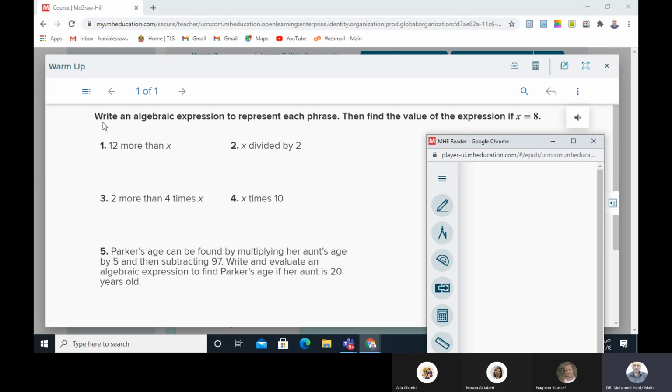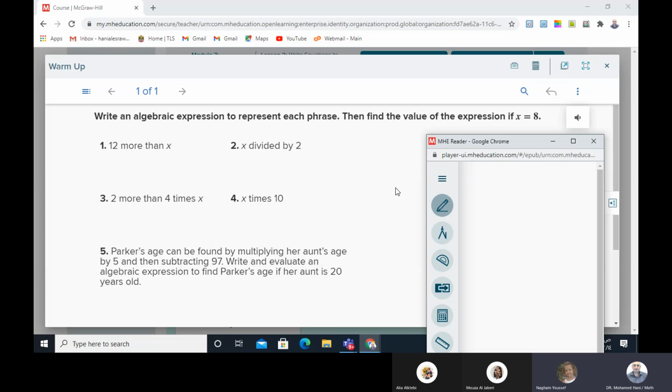Question now: write an algebraic expression to represent each phrase, then find the value of the expression if the value of x equals 8. We have the first exercise, 12 more than x. I want all of you to write the expression here, then tell me your expression, then find the value of this expression if x equals 8. Start please and tell me.